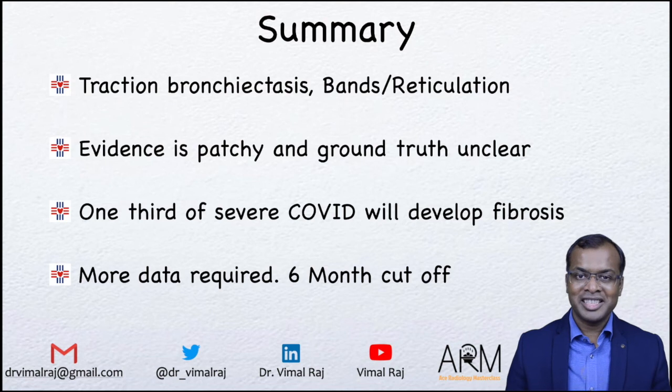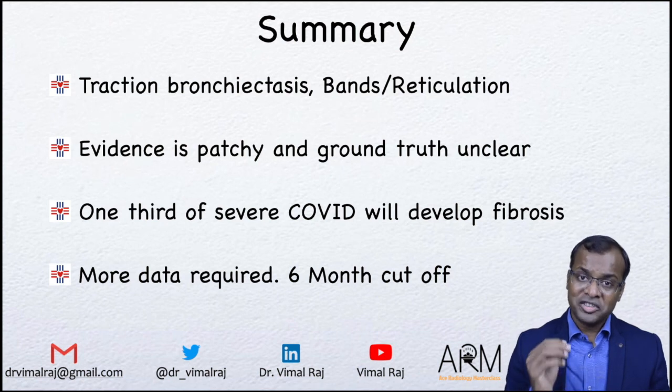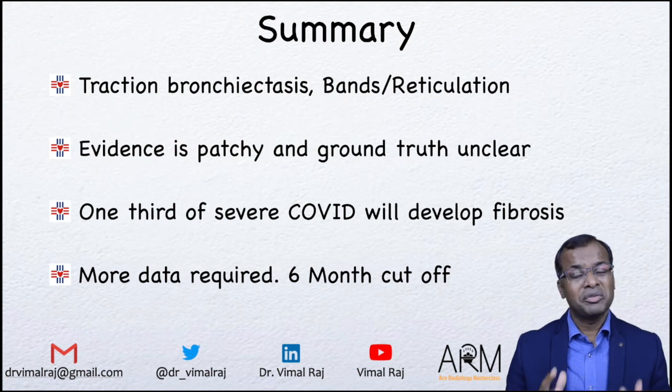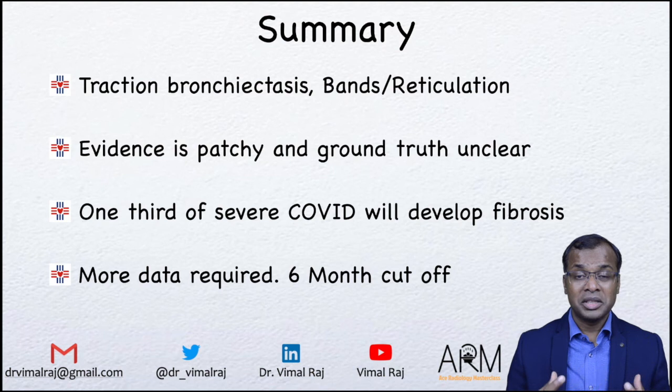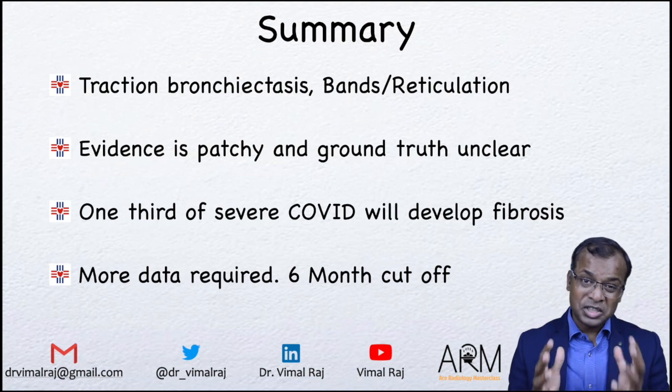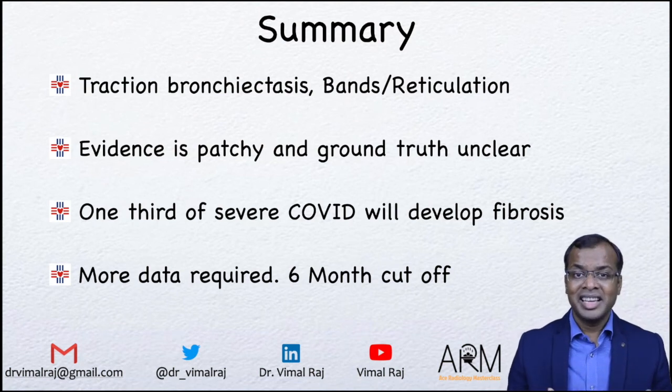So to summarize, fibrosis in CT in a post-COVID patient, you are looking for traction bronchiectasis, you're looking for parenchymal bands, you're looking for some pleural thickening. We are not sure whether this is going to be entirely irreversible or over a period of time it will get better. The patchy evidence that we have, and evidence which is relating to only the severe diseases, is limiting our experience on this factor.